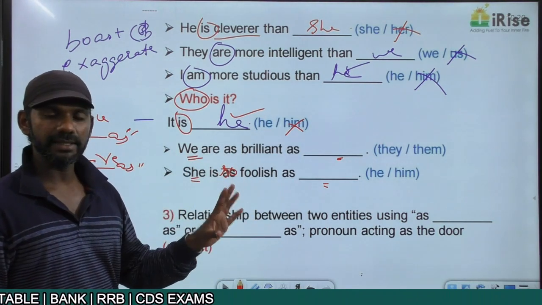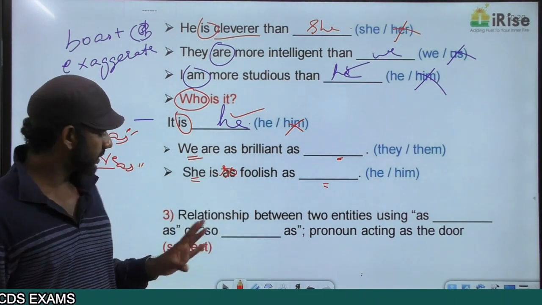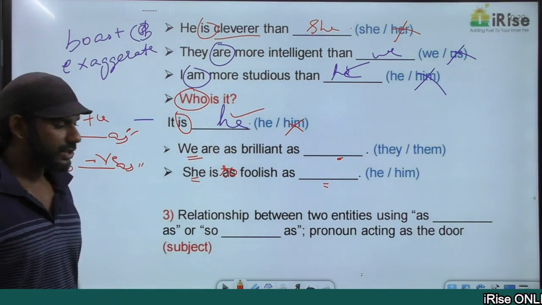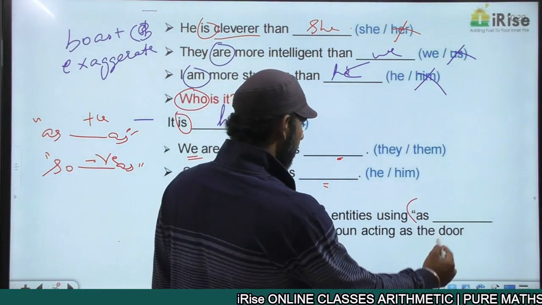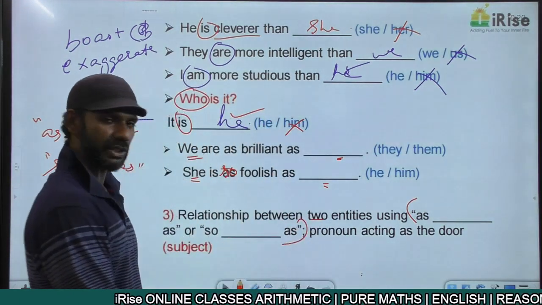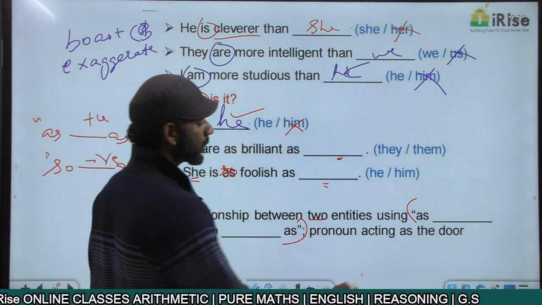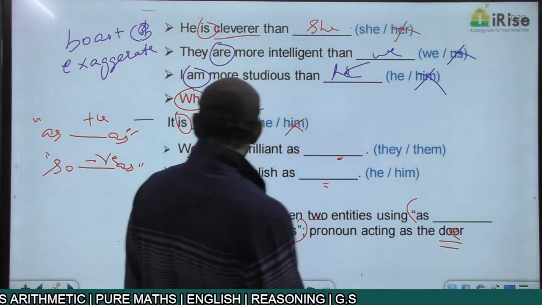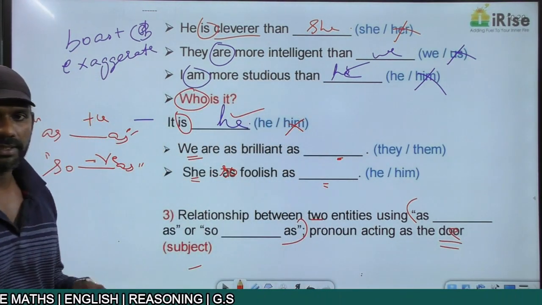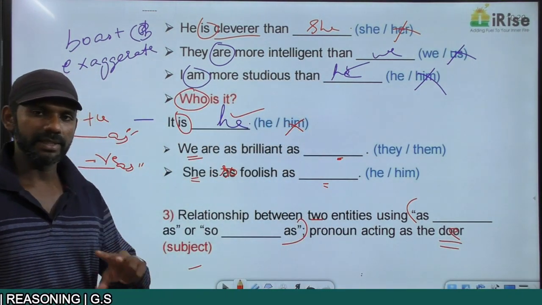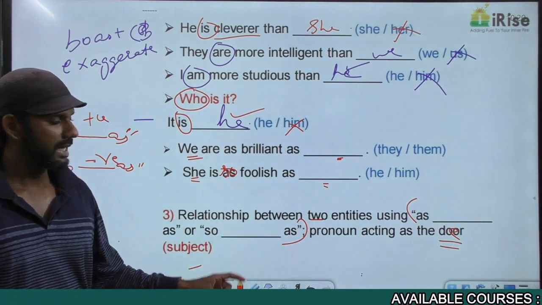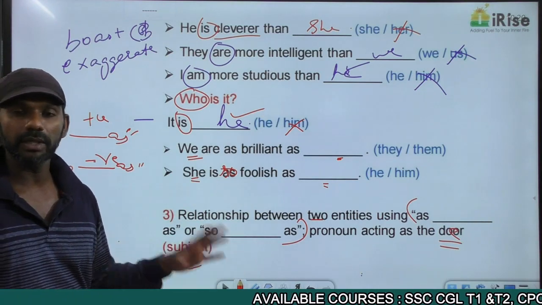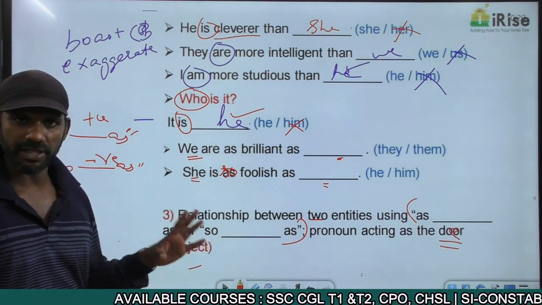Now we'll make this the third rule. The rule is this, listen. When there is a relationship between two entities using "as dash as" or "so dash as", and when the pronoun acts as the doer, that particular pronoun must be subjective. When there is a relationship between two entities using "as dash as" or "so dash as", and when the pronoun acts as the doer, that pronoun must be in the subjective.